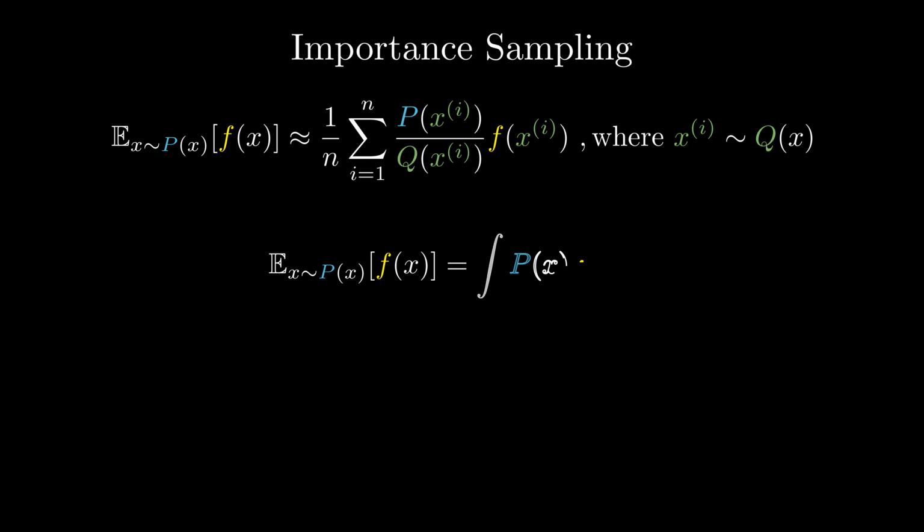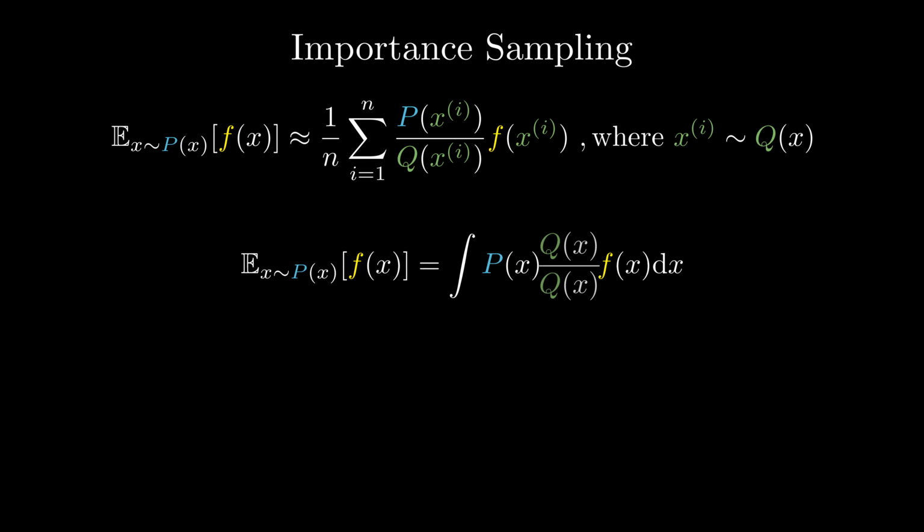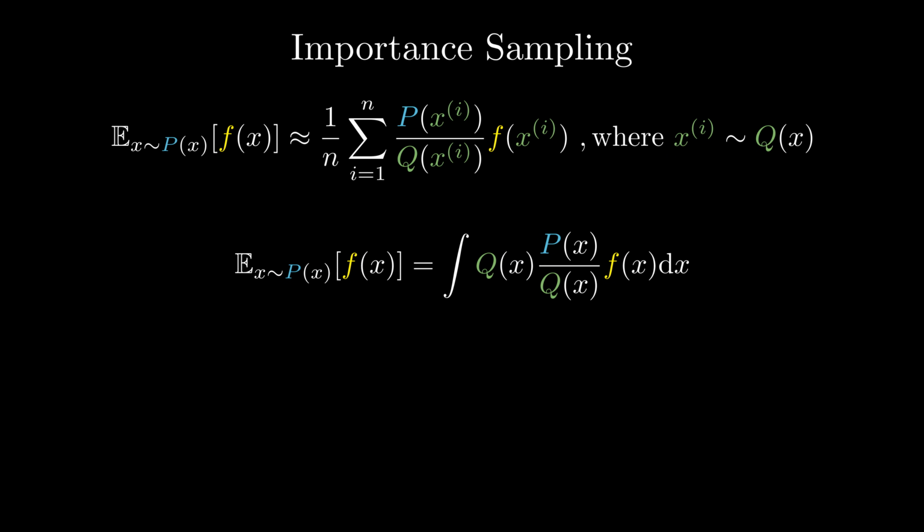So why does this work? We multiply by a dummy term and swap the position of p and q. This lets us rewrite the expectation in terms of samples from q instead of p.